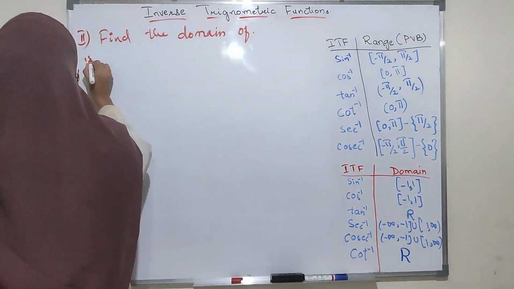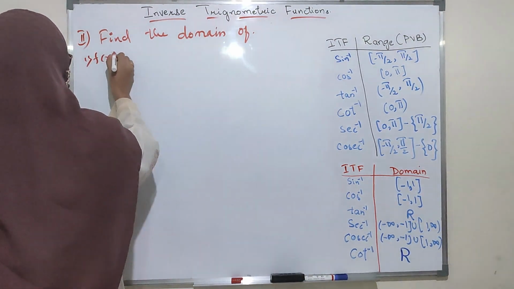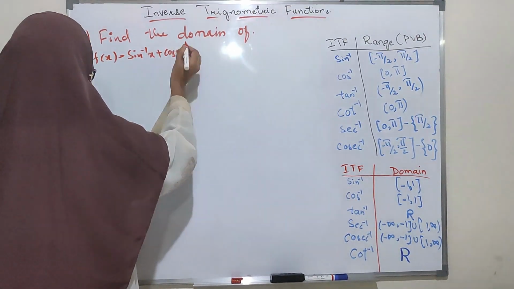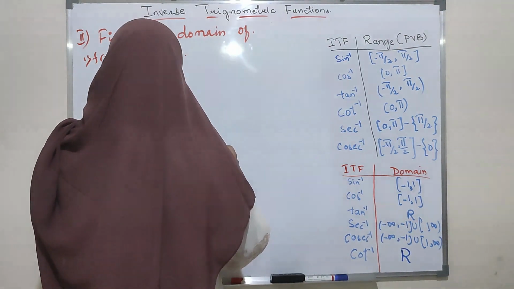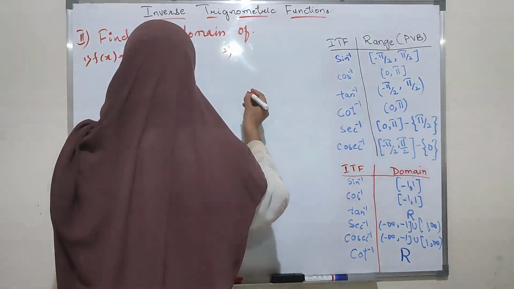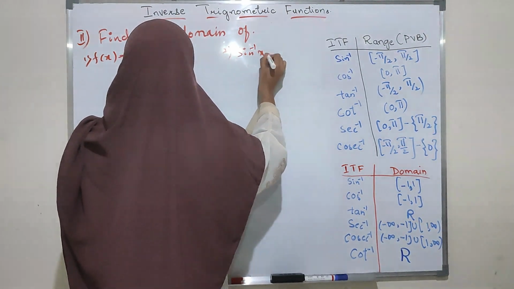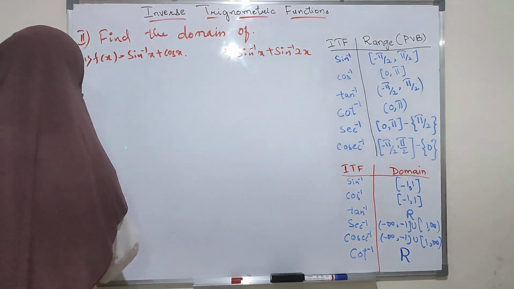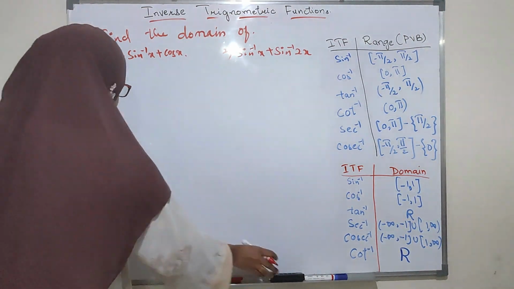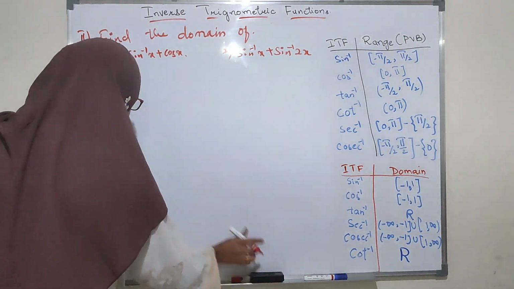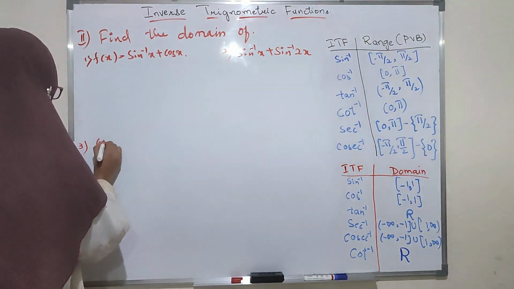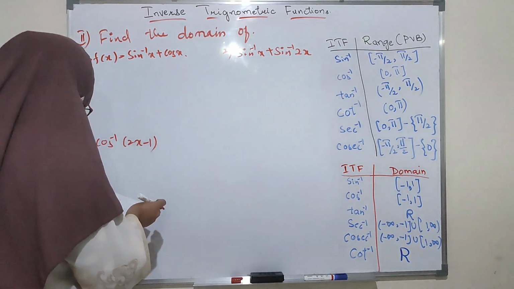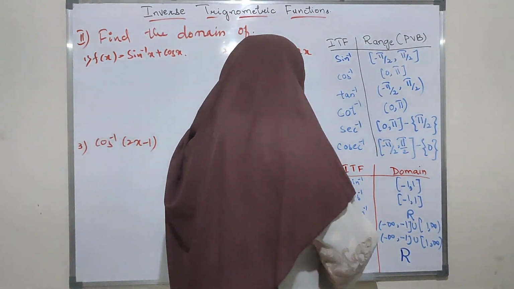Function is given to you. First one, f of x is equal to sine inverse of x plus cos x. Second, sine inverse of x plus sine inverse of 2x. Third, cos inverse of 2x minus 1. Now write down the solution.